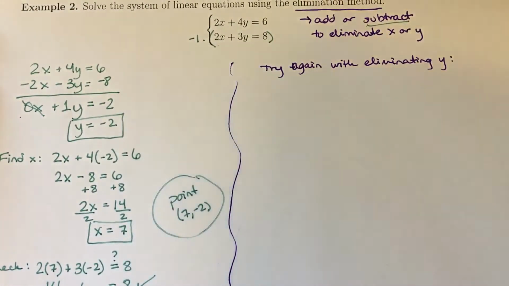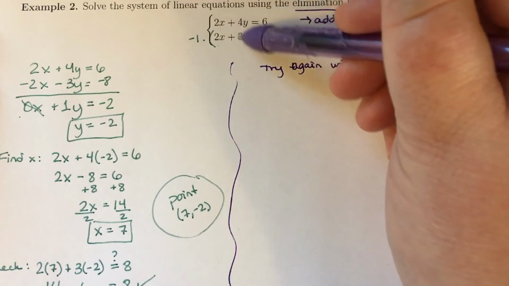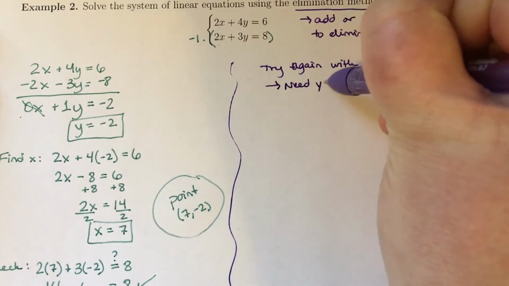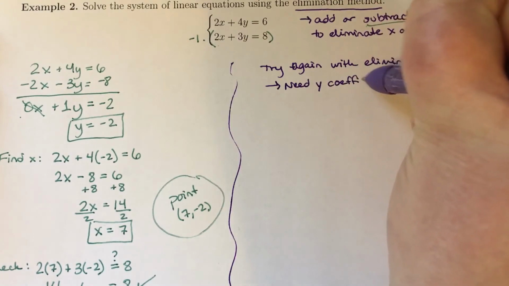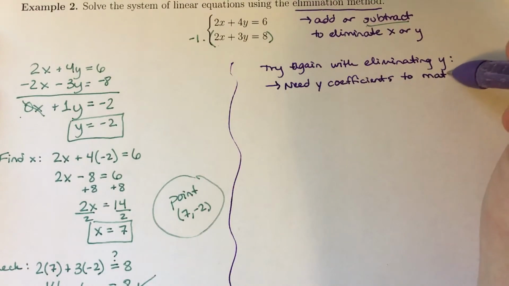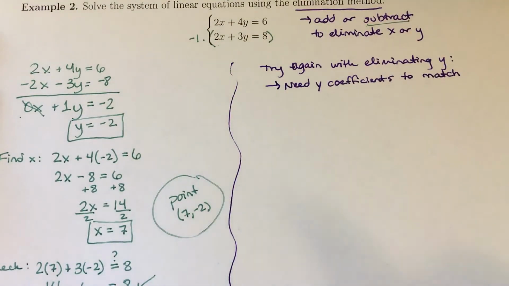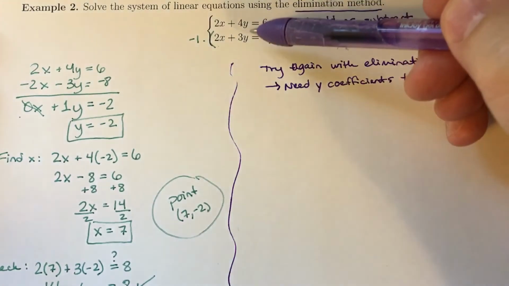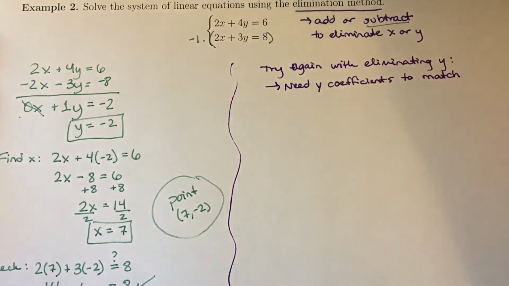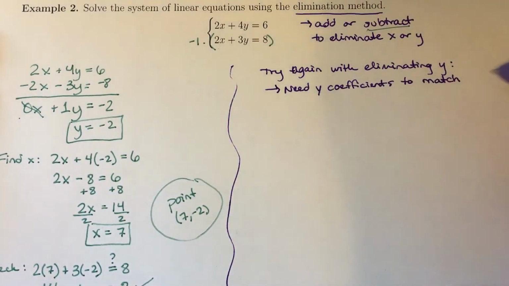So let's try eliminating y. So I would need to get the y coefficients to match. By coefficients, I mean the number in front of y, to match, but with one positive, one negative. It's sort of like finding a common denominator. So here I have a 4 and a 3. I'm going to try to make them both 12. So I'm going to make the one positive 12y and the other negative 12y. So that way I'm trying to make 0y.